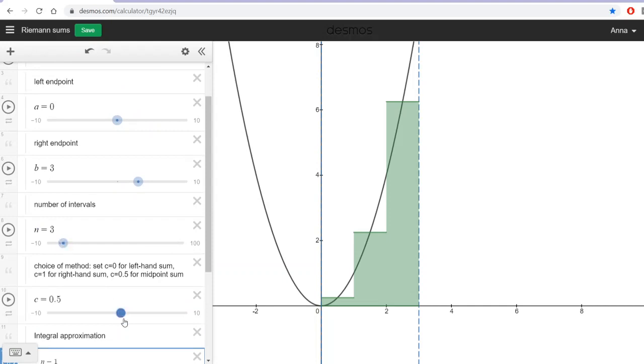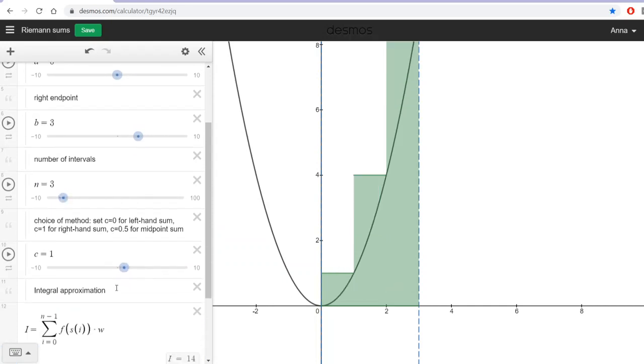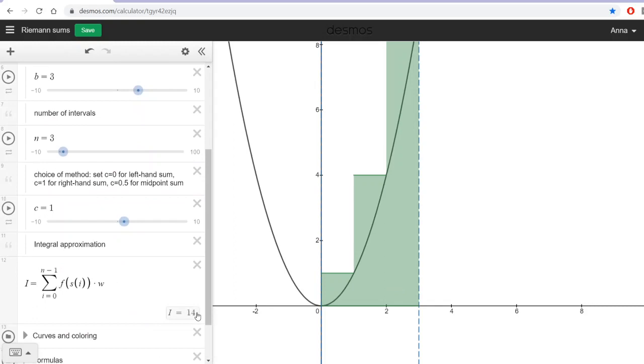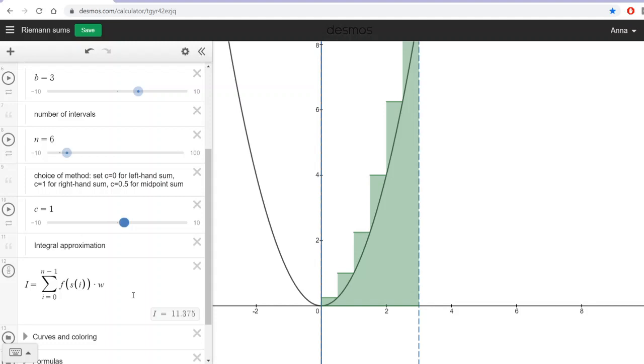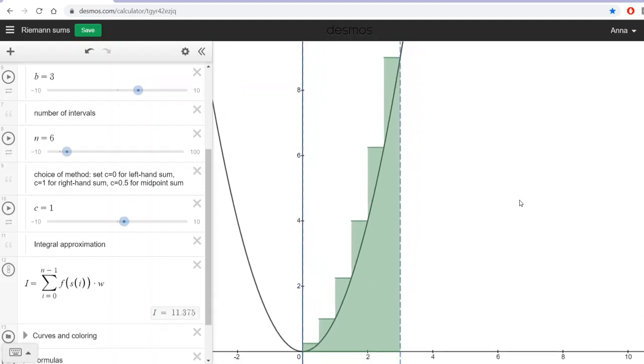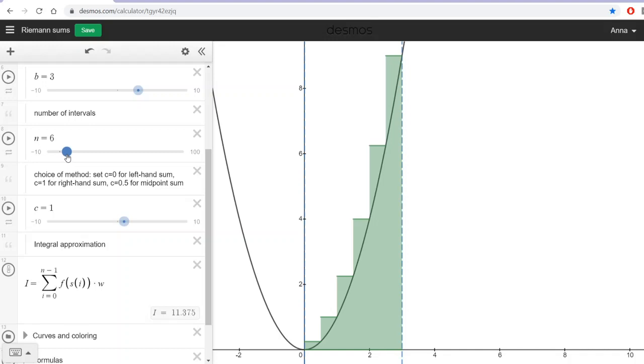We started with 3, and let me bring this back to being right-hand sums. So this tells us that the area with 3 rectangles was 14, and that makes sense, right? That's what we found. And then if we slide this up to 6 rectangles, it says the area is 11.375, and that's what we found earlier too. So let's see what this looks like if we increase the number of rectangles. Let's say we increase it to 12, just another nice number. Sorry, it's a little hard to get it to slide exactly where I want it. Okay, there we go. If you do 12, the area is 10.15625.